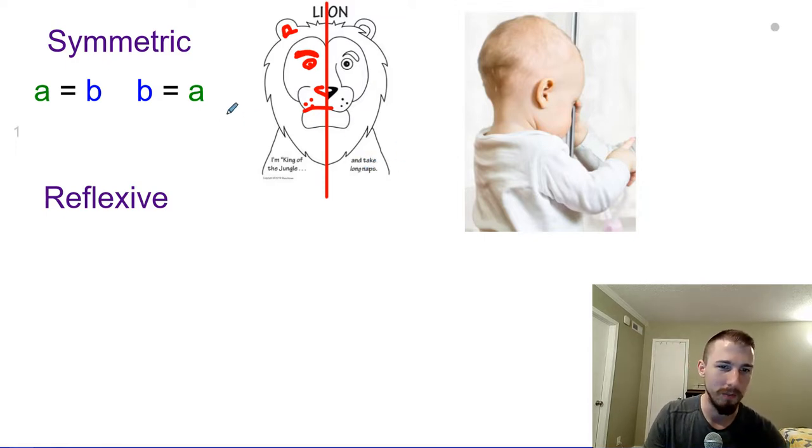It's wonderful. Anyway, the symmetric property essentially says that if A is equal to B, then we know that B is also equal to A. So we can switch things just like we did with the commutative property. But notice now we're not switching it about addition or multiplication.